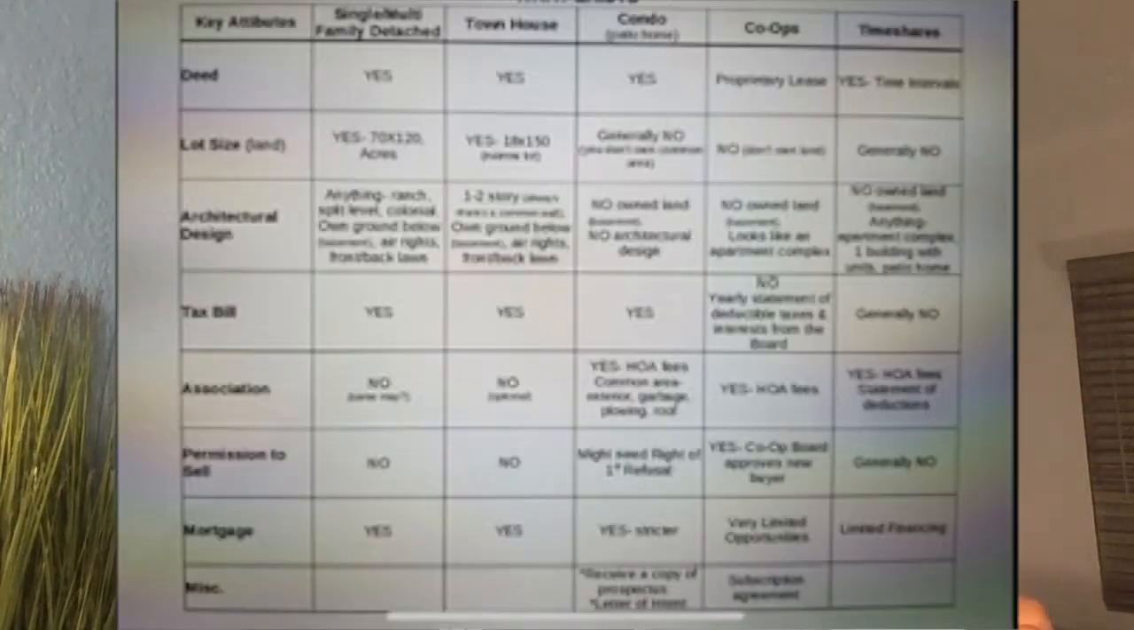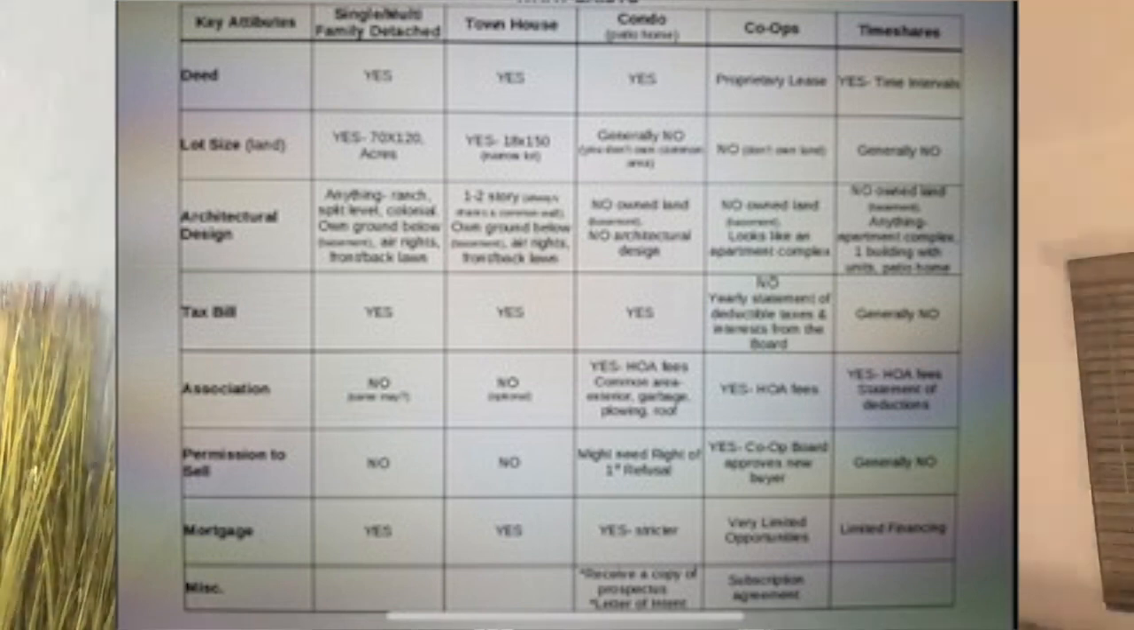Don't limit yourself, but at the top, you want to put single-family detached dwellings. Single-family detached dwellings. The next you want to put townhouses. Then you want to put condos, co-ops, and timeshares. Okay?